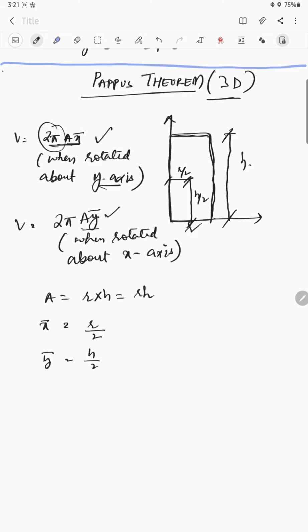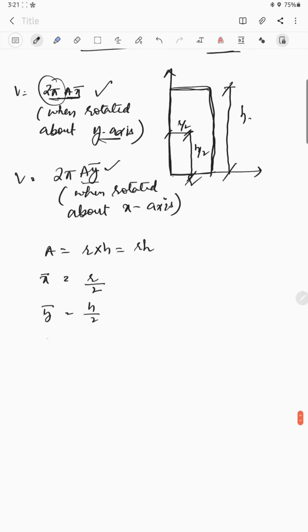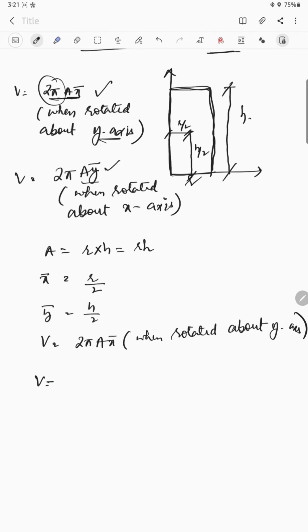We got the values of a, x bar and y bar. So when you rotate about the y axis, we have the formula V is equal to 2 pi A x bar. If you want to calculate volume, V is equal to 2 pi area. What is the area? R into h is the area.